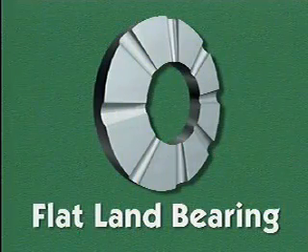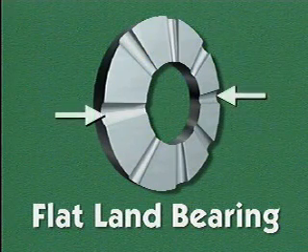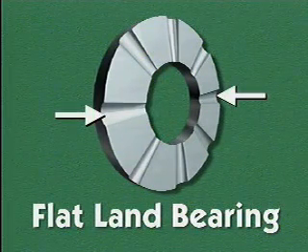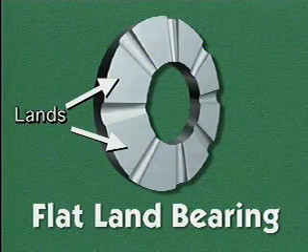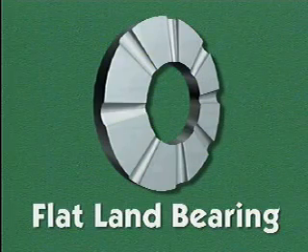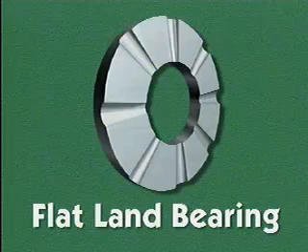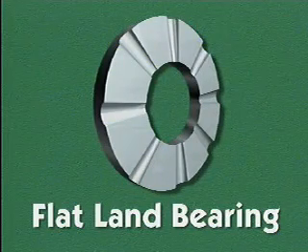Flat land bearings are made of a single flat disc with no moving parts. The surface of the disc has grooves cut in a radial direction across the surface. The grooves divide the surface into sections called lands. Lubricant flows between the bearing and the thrust collar along the grooves. As the thrust collar turns against the bearing, lubricant in the grooves is distributed over the contact surface of the bearing.